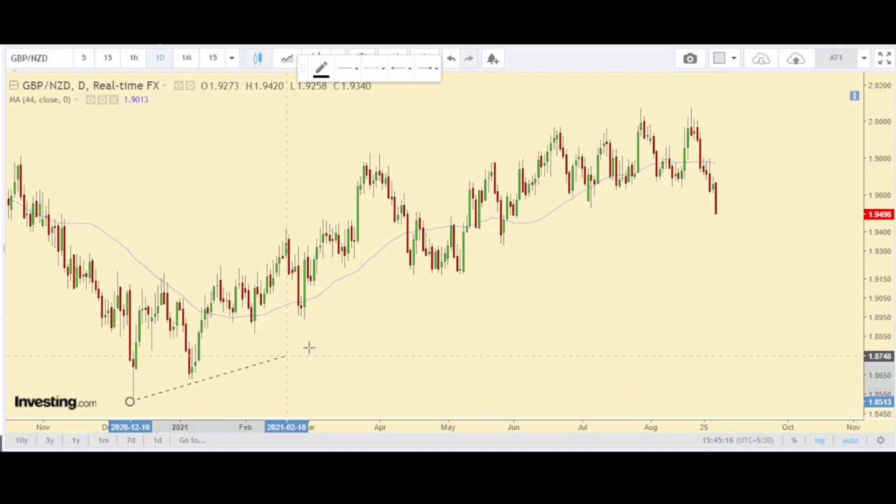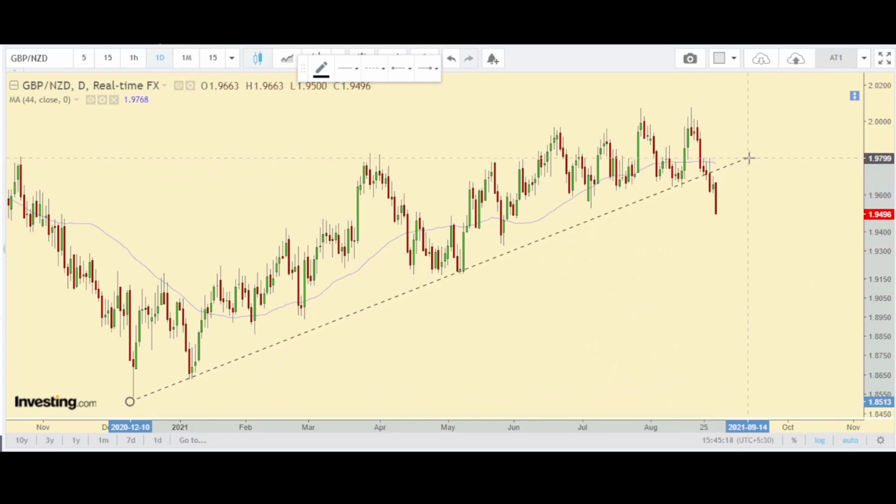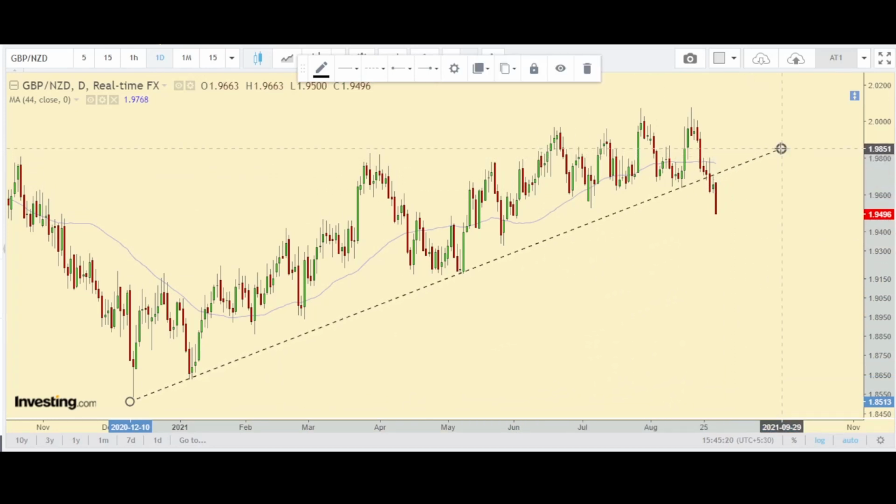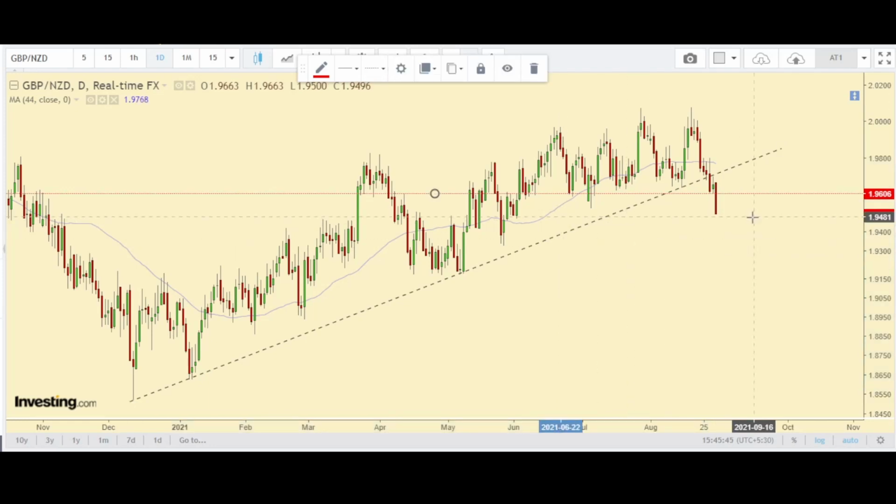First of all, I will be drawing a trend line which is a rising trend line, and we can see that this trend line is broken. It was broken on 26th, that is on Friday, and then there is a continuation of the fall. Now let's draw few support resistance lines so that we can get clear idea of the picture and we will be able to trade the pair.